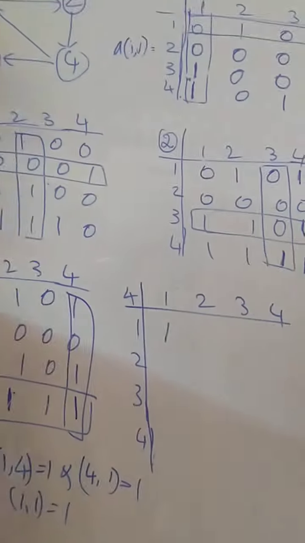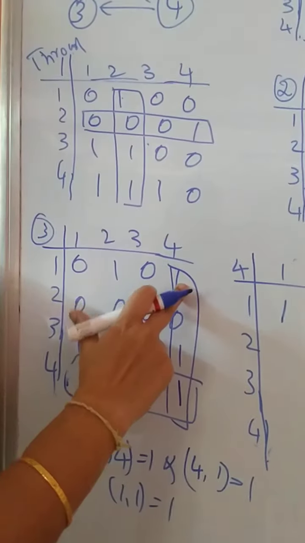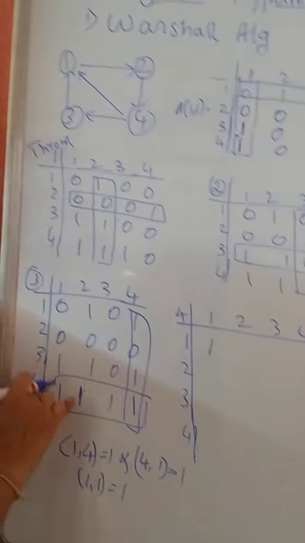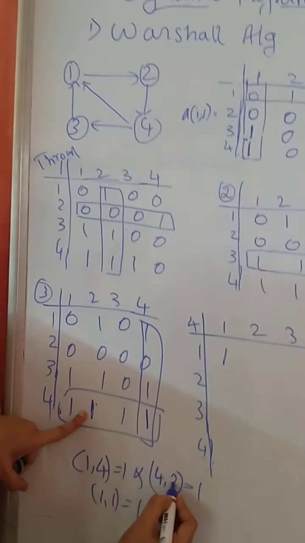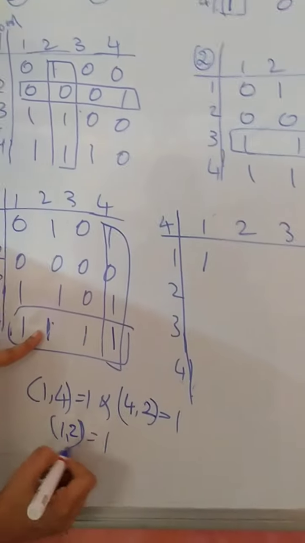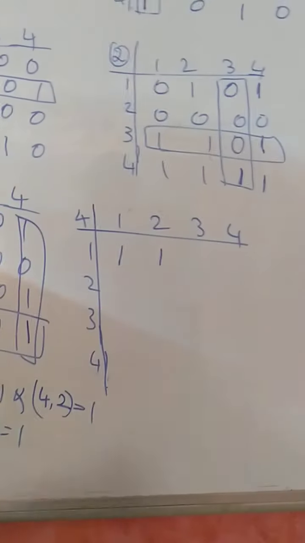Next, I'll repeat this one with this one. This one means 4 to 1, and this one means 4 to 2. 4 to 2 is equal to 1. Therefore 1 to 2 will be equal to 1.